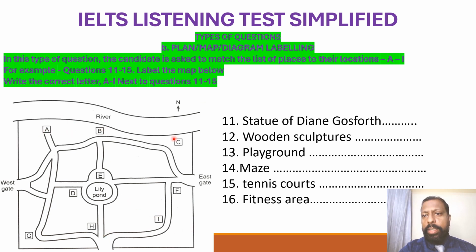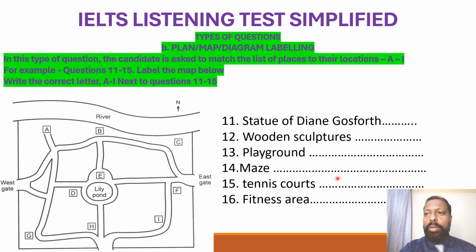So it's A, B, C. Then where comes the D? Interestingly, D is found only here. So look at the position of D. D is just opposite C, towards the west of the lily pond. So pay attention to this order: D, E, F. Then after F, look at the position of G, H, I. So you need to pay attention to the locations of A, B, C, D, E, F, G, H, I.